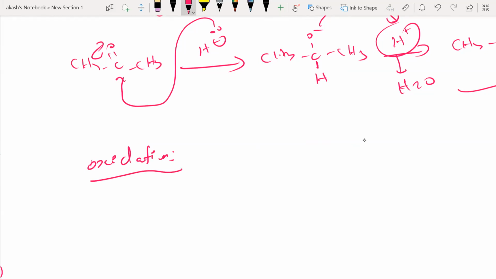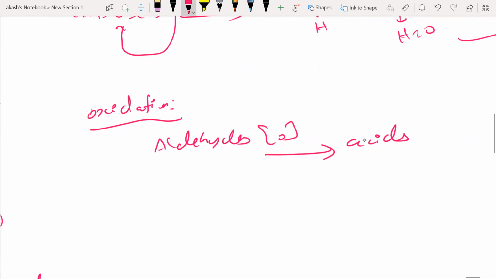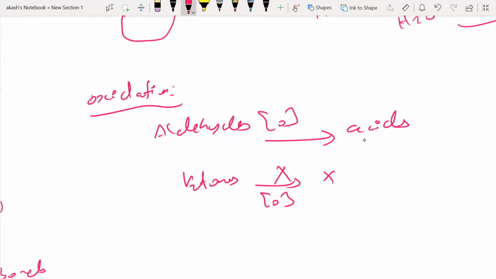Right now we are going to deal with oxidation of aldehydes and ketones. People understand that aldehydes can be oxidized to acids, whereas ketones cannot be oxidized at all. Because if I have a CHO, that is an aldehyde, on oxidation it can give C double bond O, OH. But in a ketone, since I have another carbon atom here, there is no possibility of putting OH there.